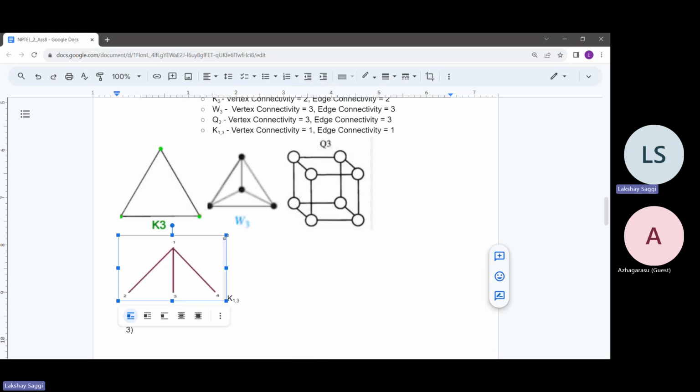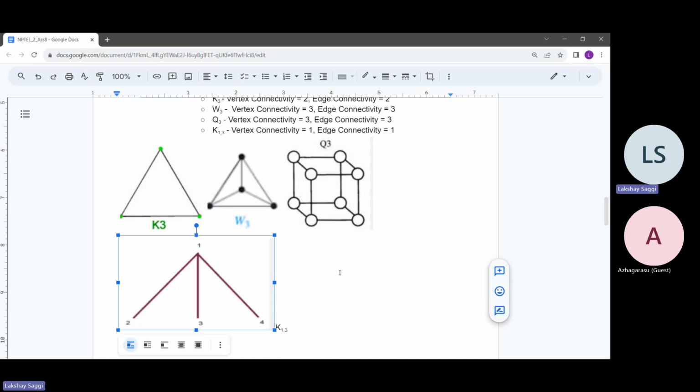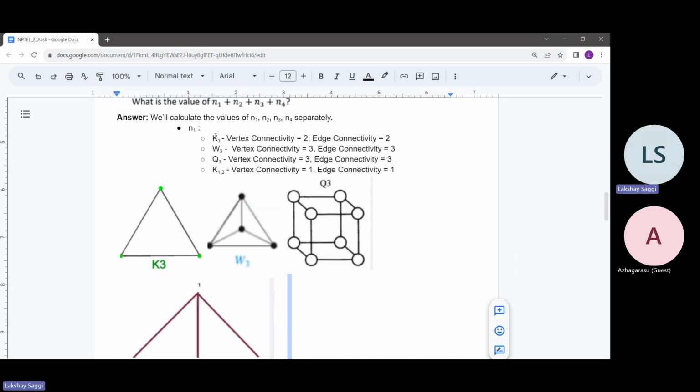So there are these 4 graphs which I'm considering. The K3 graph is this graph. W3 is this graph, even though it's a bit blurry. This is the Q3 graph. Note why these are named like K3, Q3 and so on. This W means a wheel graph essentially. As you can see here, this looks like a wheel, right? That's why it starts with a W.